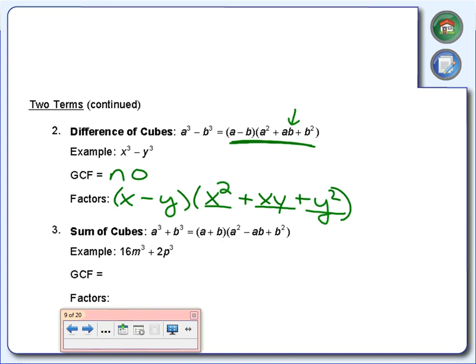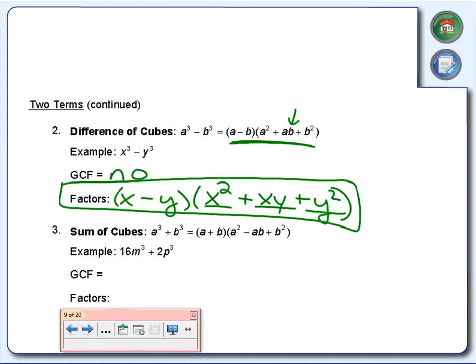So these are my factors of x cubed minus y cubed. If I multiply those two things together, that right there is the answer I'm going to get. Piece of cake, all right? All right, we're going to stop right there, guys. We'll pick up with the sum of cubes tomorrow.